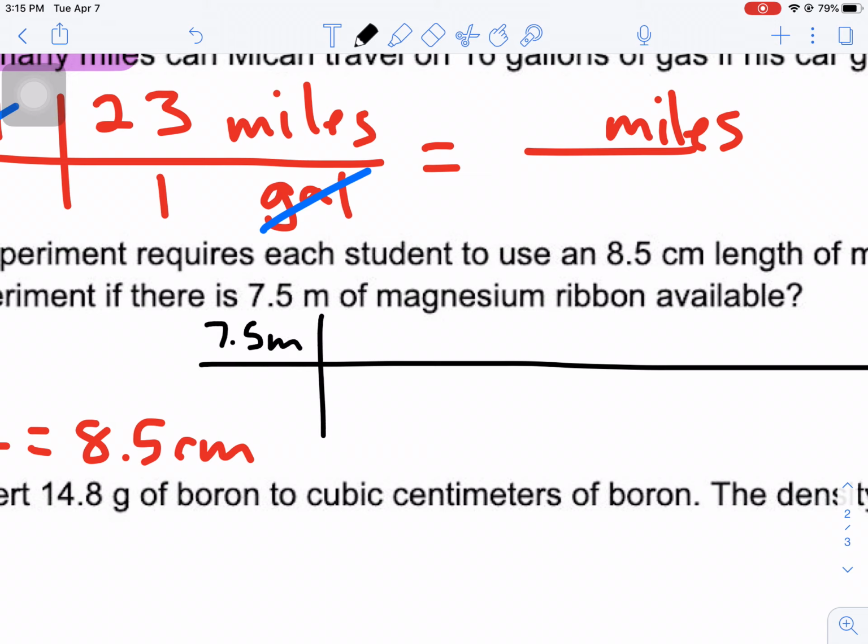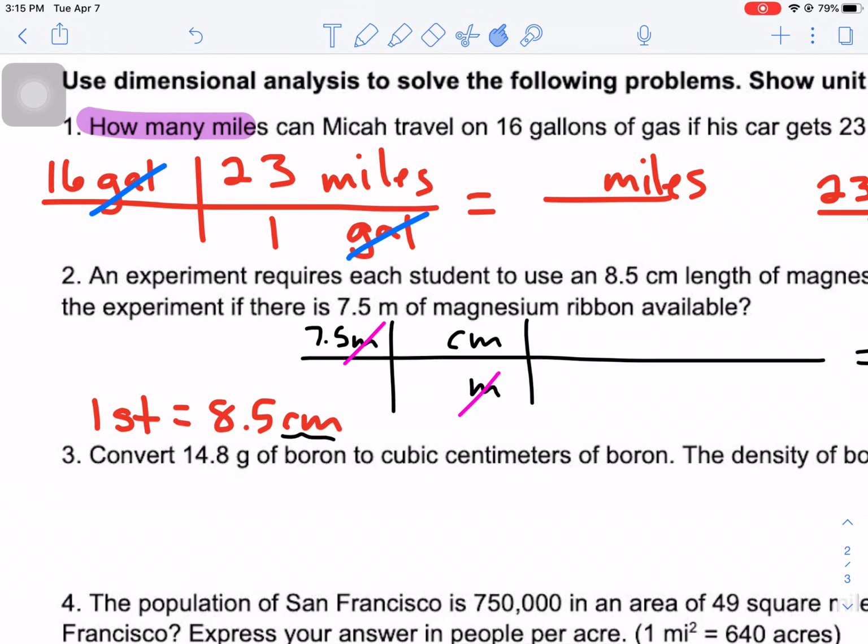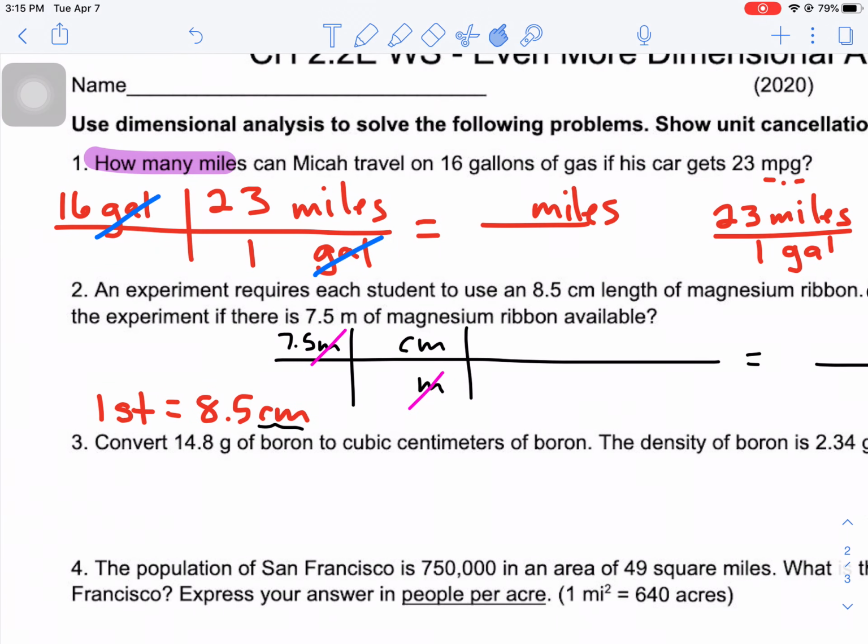Now, if you see a problem, my unit of students is measured in centimeters. So what I'm going to have to do is convert from meters of magnesium ribbon to centimeters of magnesium ribbon. I'm going to let you guys fill in that conversion factor, but I will show my unit cancellation. So meters have been canceled out, and I'm going to multiply or divide by a number to get me into centimeters. And you guys have to figure out what that number is. So which is bigger, a meter or a centimeter?